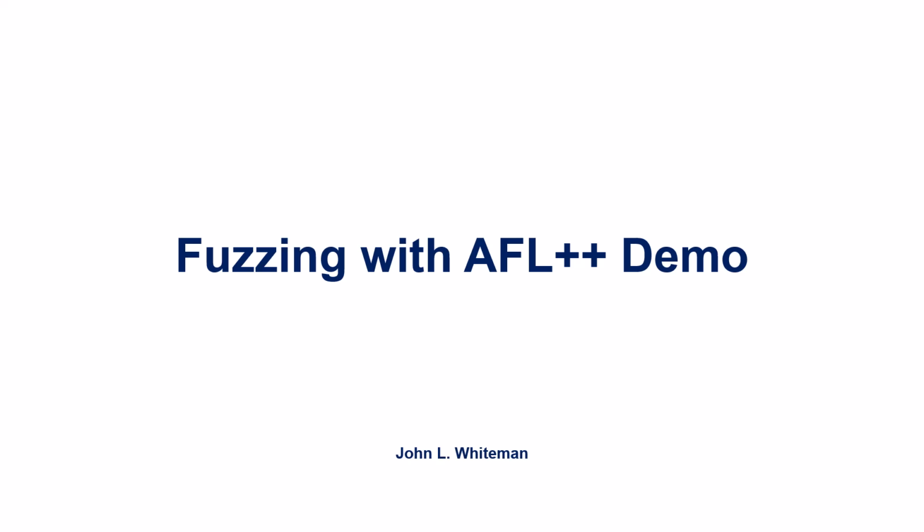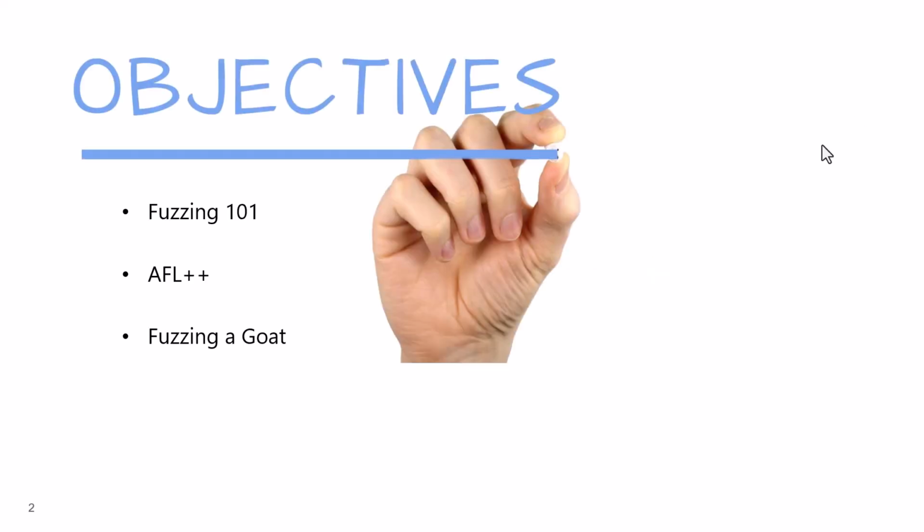Okay, let's talk about fuzzing. As I promised in the last class, well, the demo gods killed me, and so I hope this time we'll get through this. Anyway, the objectives for this demo video: talk about fuzzing again, just reiterate what I talked about in class. Then I'll get into the AFL tool, and then we're going to be fuzzing a goat.